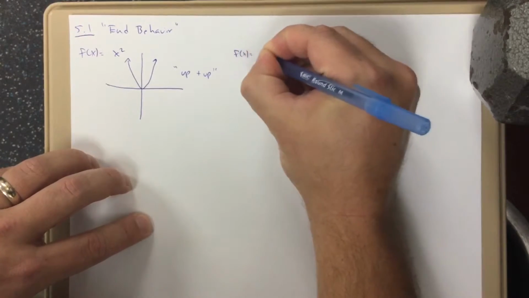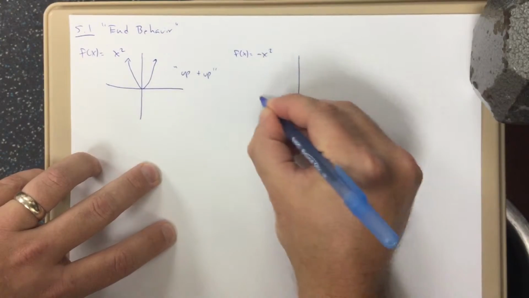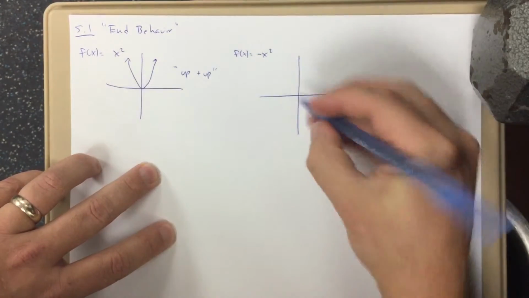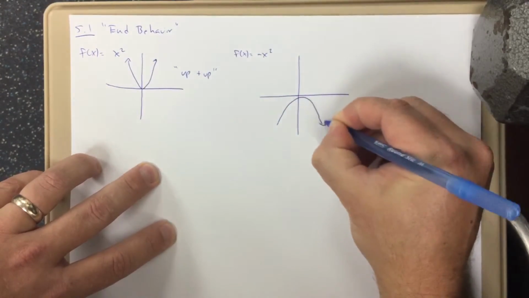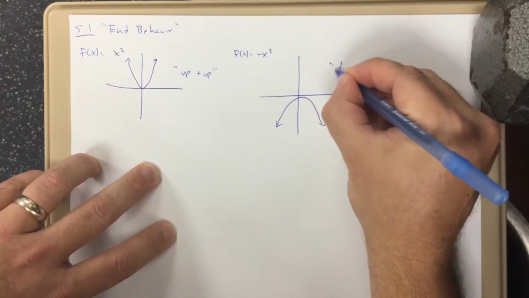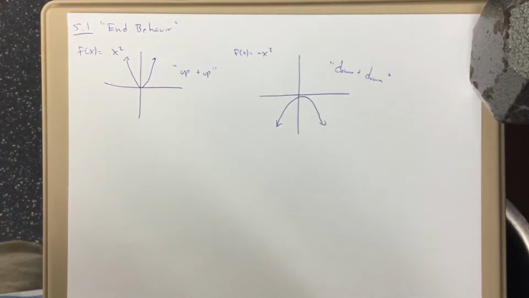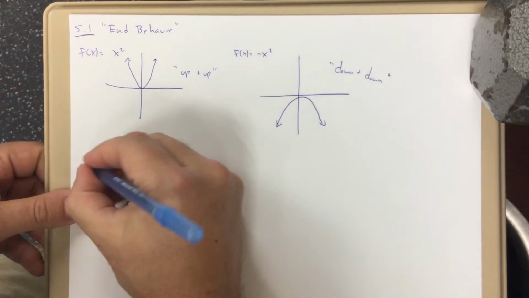Let's look at f of x equals negative x squared. If we remember our translations and transformations, this is the same shape, but it's just facing down. So this one would have end behavior that is down and down. All right, so down and down is the end behavior for this one. Okay.